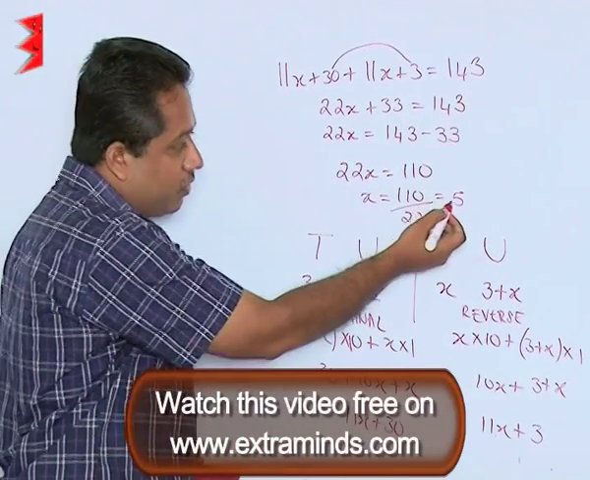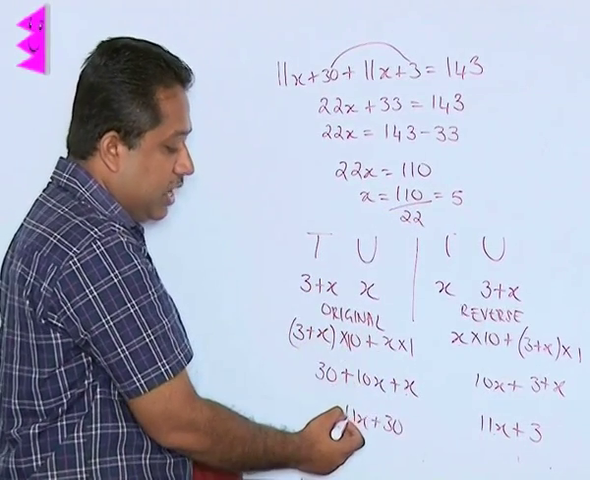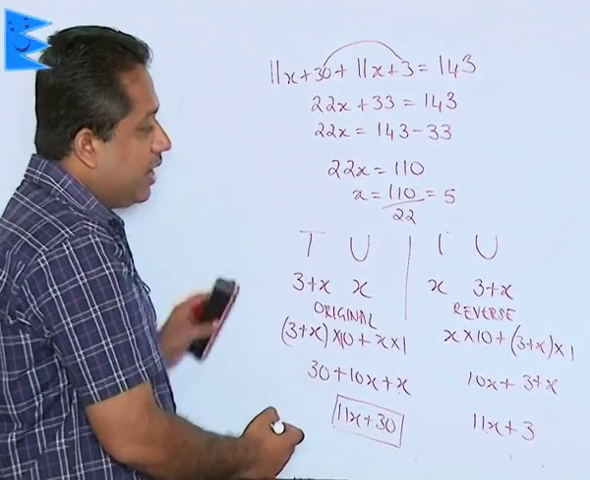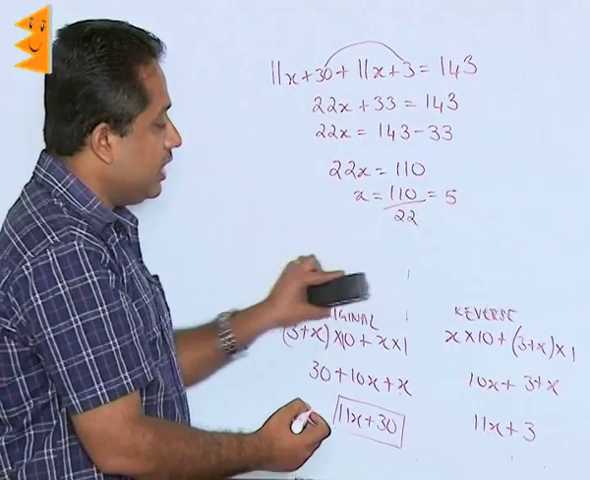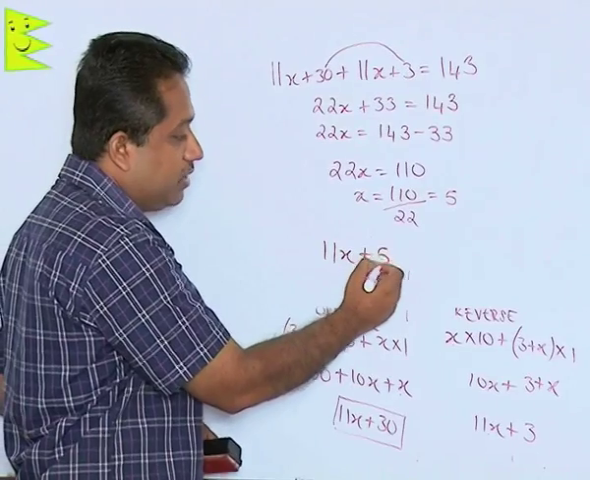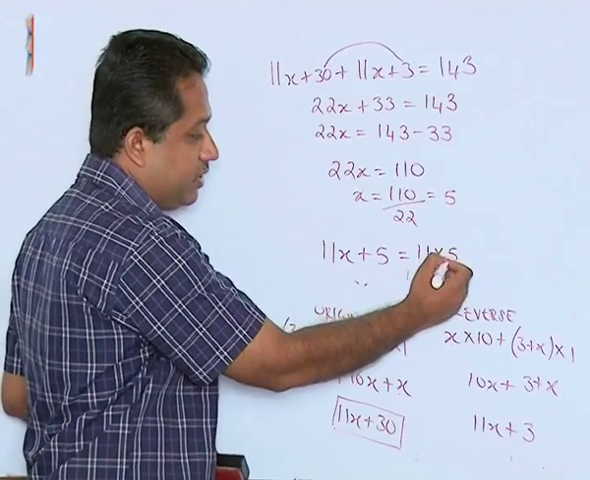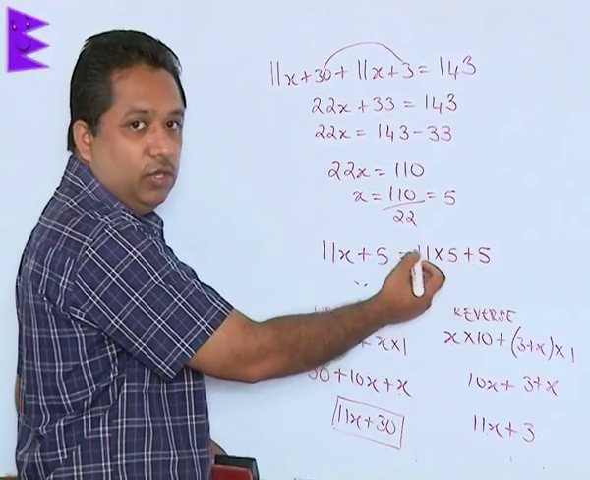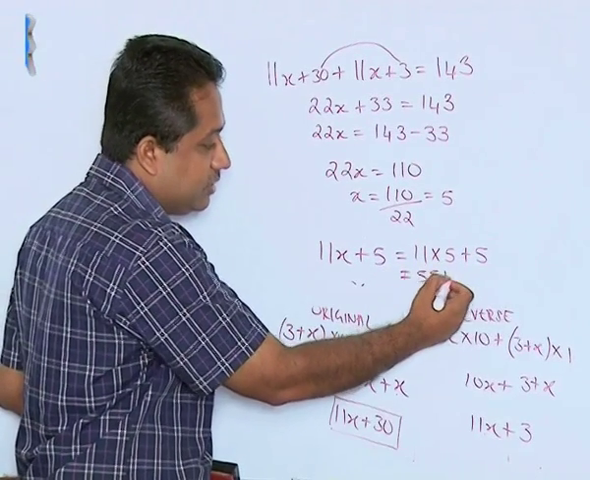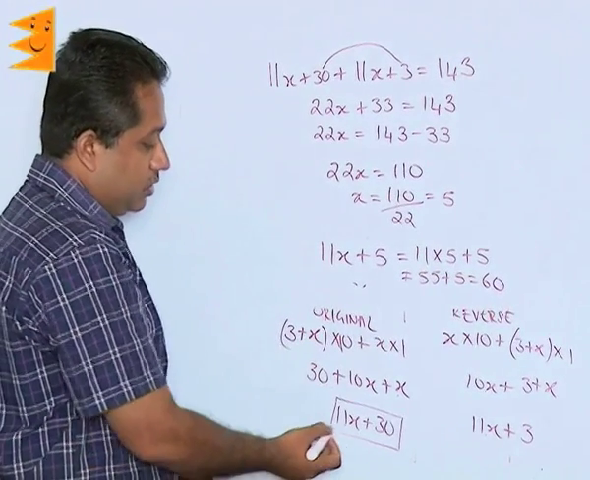So, the number can be found out by substituting this value of x in the equation here, that is the original number. The original number was 11x plus 30. So, put the value of x there, we get the value of original number. So, original number can be found out like this by substituting the value of x as 5 here. So, 11 multiplied by 5 plus 5. So, 11 into 5 becomes 55, 55 plus 5 you will get answer as 60. So, here we can say that 60 is our original number.